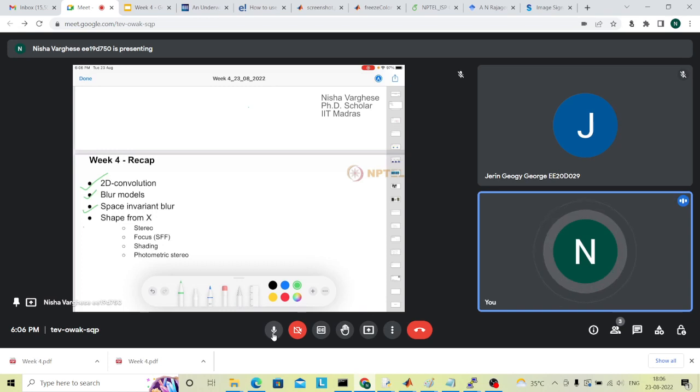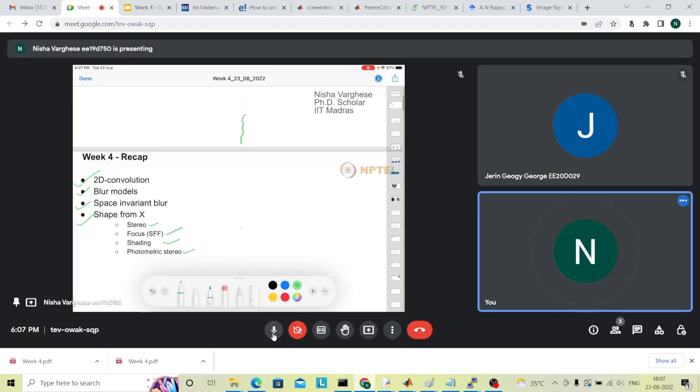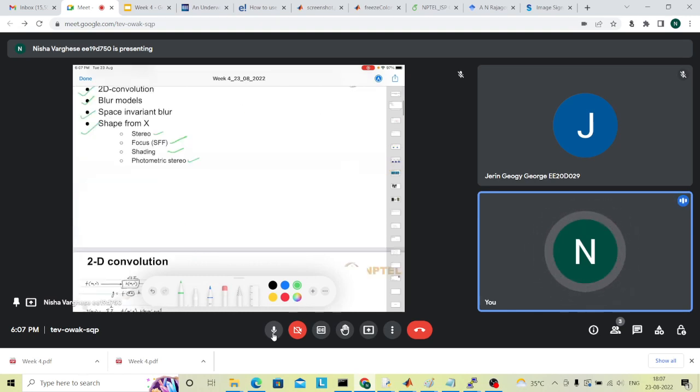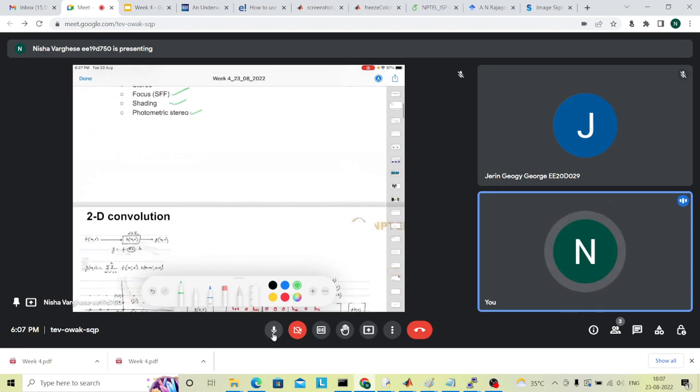Then we have shape from X. So X stands for stereo, shape from focus, shape from shading, and shape from photometric stereo. So these all are the topics in week 4. So first we will go to the 2D convolution part.